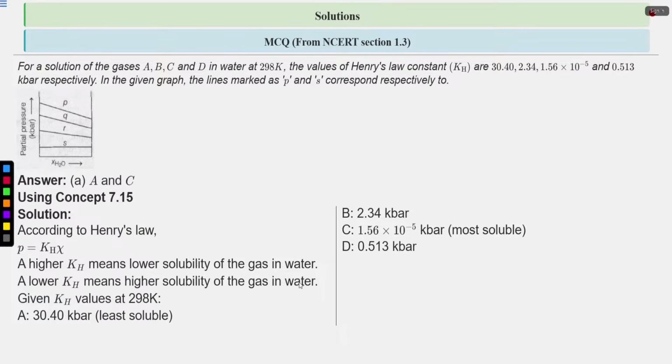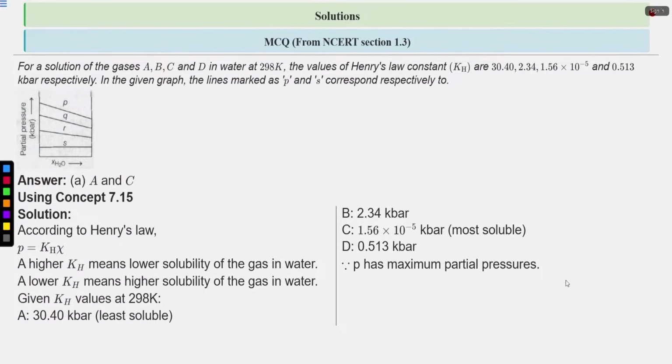Now if you compare, the highest value of KH is in the case of gas A. That means the solubility will be the lowest. So gas A will be the least soluble gas in water, because its KH is the highest. Now the smallest KH is for gas C. That means it will be the most soluble, because KH and solubility are inversely related.